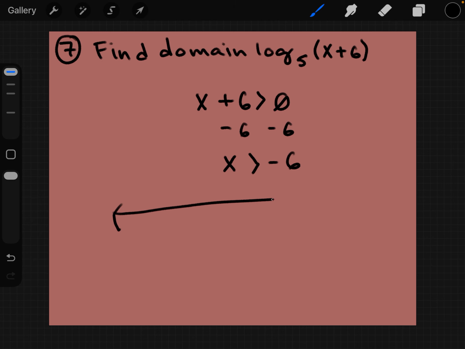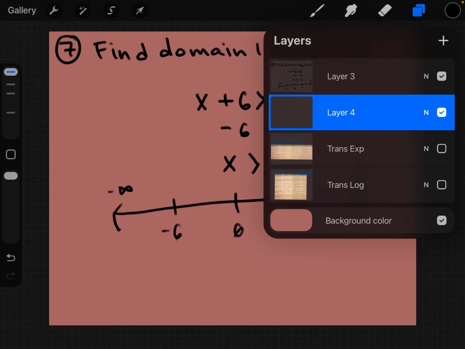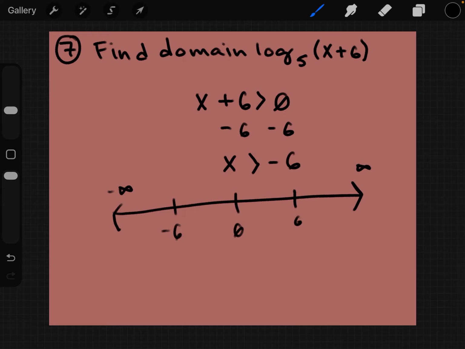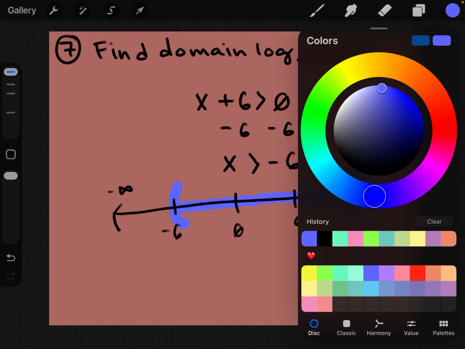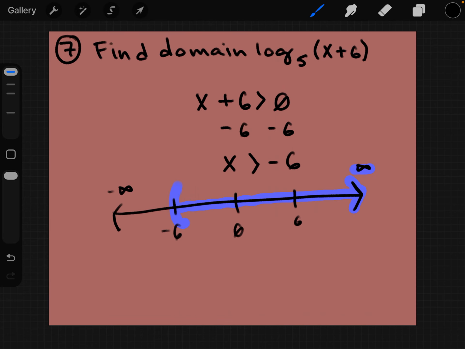So if we're looking at a number line, greater than negative 6. So negative 6 is here, so it has to be everything that is greater than negative 6. So if we wrote that in interval notation, it would be negative 6 to infinity.